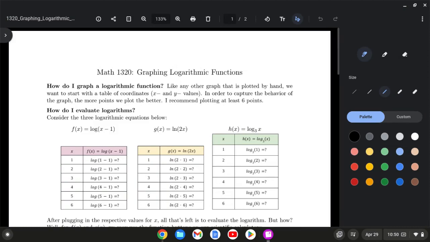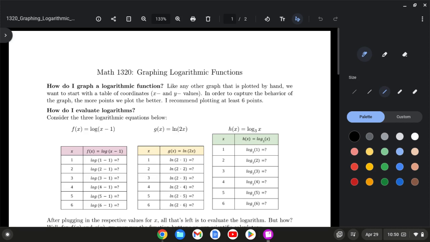Well, just like we have with our linear and quadratic graphs, when we plot them by hand, we're going to want to start with a table of coordinates. So we have our x values on the left-hand side and the y values on the right-hand side. In order to capture the behavior of a logarithmic function, it's best to plot more points because then we can see more of the behavior, especially when we start talking about asymptotes. So for log functions, I would recommend plotting at least 6 points.